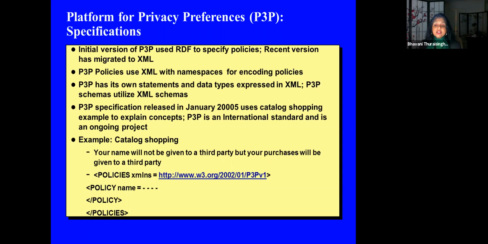Anyway, here's a catalog shopping example. What's the whole purpose in P3P? Your name will not be given to a third party, but your purchases will be given to a third party. And there are various ways to specify this. I'm not giving the details, but it gives you a flavor of how these websites are implementing their privacy policies at the meta level.